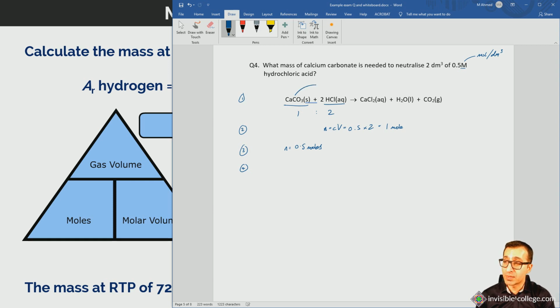So we need the relative formula mass of calcium carbonate, which is going to be 40 for the calcium, plus 12 for the carbon atom, plus 16 times 3 for the 3 oxygen atoms, and this gives us a relative formula mass of 100. So if the relative formula mass is 100 and the number of moles of calcium carbonate that we have is 0.5, we need this equation. We need number of moles is equal to mass divided by relative mass. We need to find the mass, so we rearrange the equation and we get mass is equal to number of moles times relative formula mass. So we have 0.5 moles times the relative formula mass of 100, which means we need 50 grams of calcium carbonate.